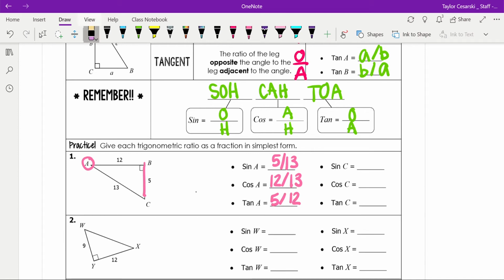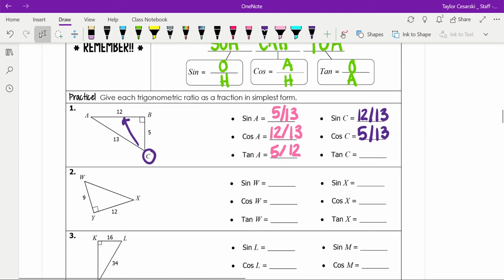Alright, so next we're going to go to angle C. Get a different color. So sine of C is opposite over hypotenuse. Cosine of C is adjacent over hypotenuse. And then tangent of C is opposite over adjacent.